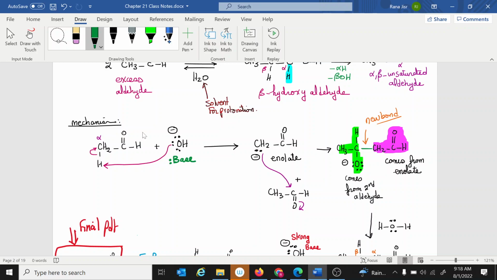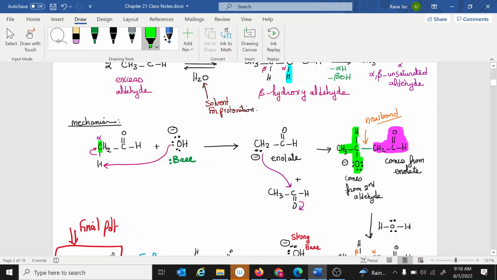So the base is going to come, take the alpha hydrogen, and again, the alpha hydrogen is the hydrogen which is next to the carbonyl. We call this an alpha carbon, and all its hydrogens are alpha hydrogens. So the base is going to come, take the alpha hydrogen and form the enolate. This is the first step.